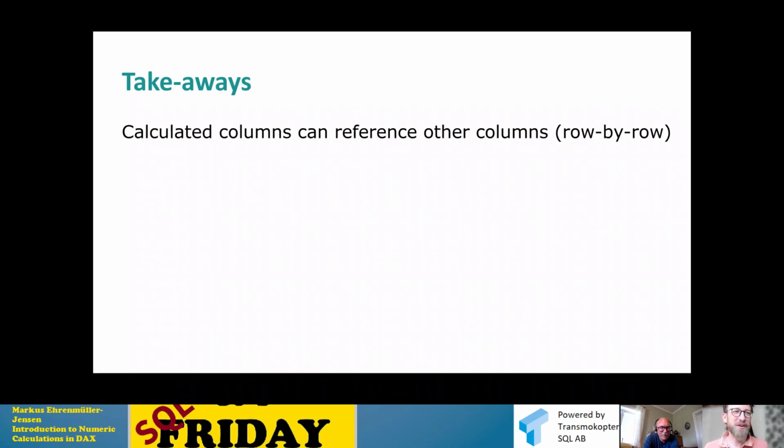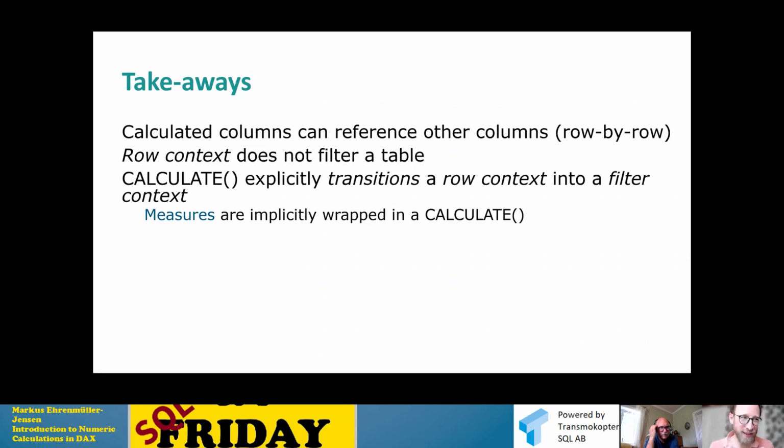So in calculated columns, if I reference other columns, it's done row by row. So this is exactly the same number. And I have a row context, and this row context inside of a calculated column never filters another table. If I have the calculate function, the row context is then transitioned to a filter context. We can explicitly ask for that, or we could just hide the calculation in a measure and then reference the measure. And if you're doing that, then automatically this is implicitly wrapped in calculate, even if you do not see that.